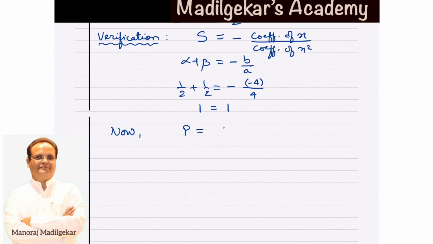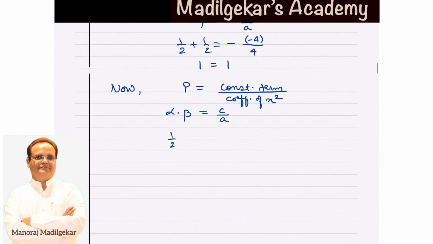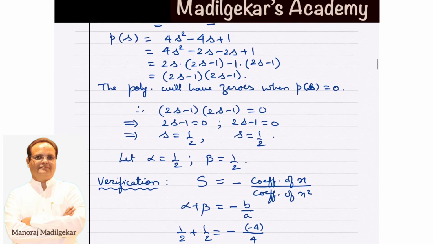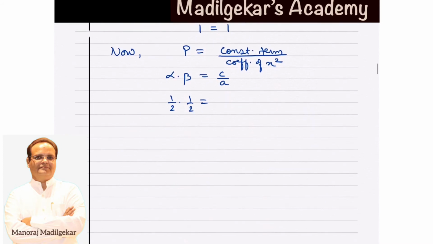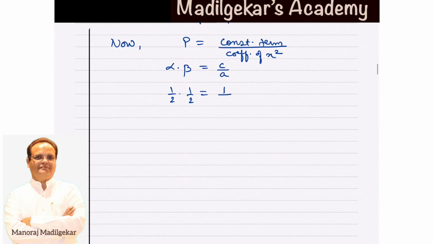Now find the product. So product is always constant term upon coefficient of x square. That is alpha into beta is c by a. Alpha is 1 by 2, beta is also 1 by 2. From the given, we have c equals to 1 and a is 4. So both LHS and RHS are the same. Hence, product is also verified.